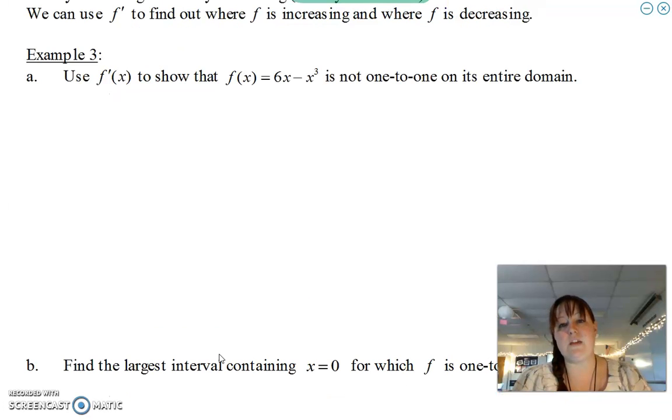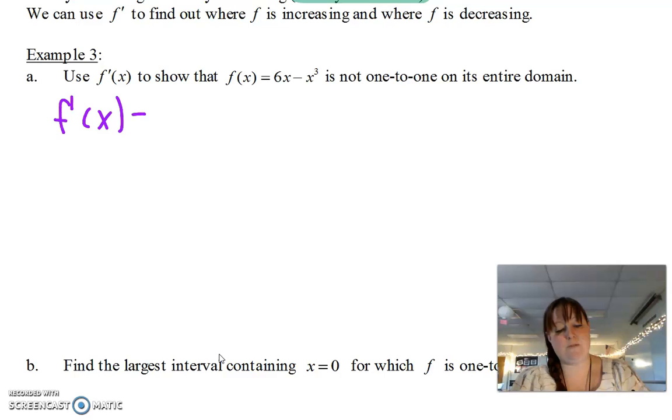And we want to know if it's one-to-one. So the first thing we need to do is figure out where it is increasing and where it is decreasing, and does it do both or is it just one? So we have to find f prime. And f prime of x is going to be 6 minus 3x squared.